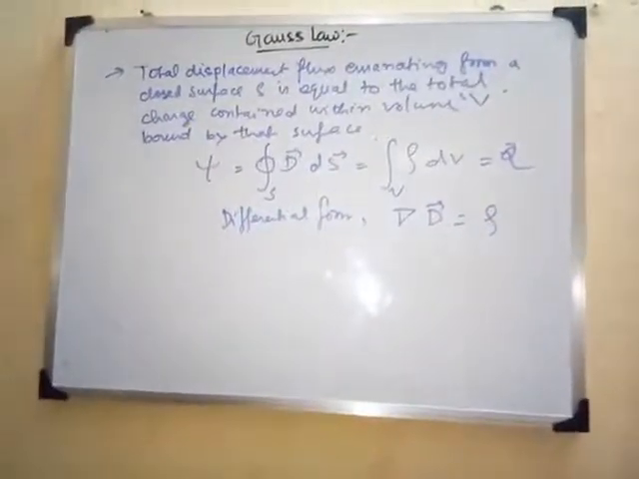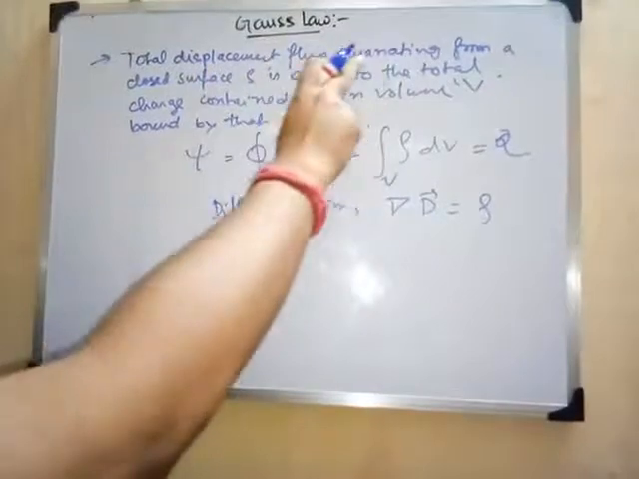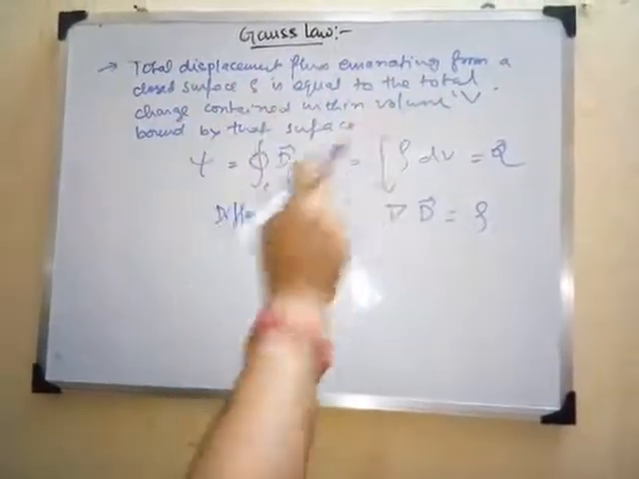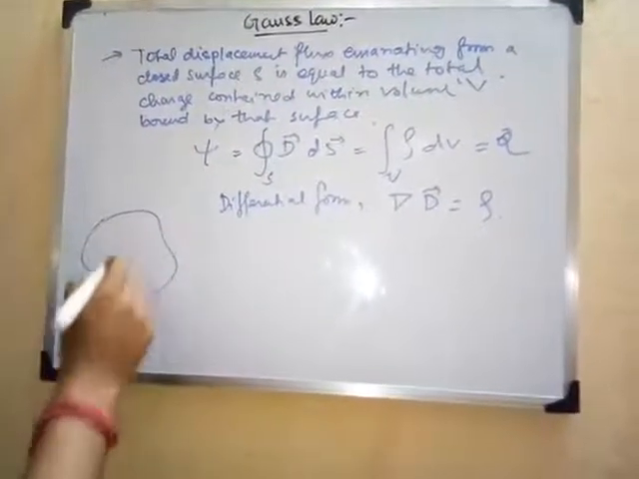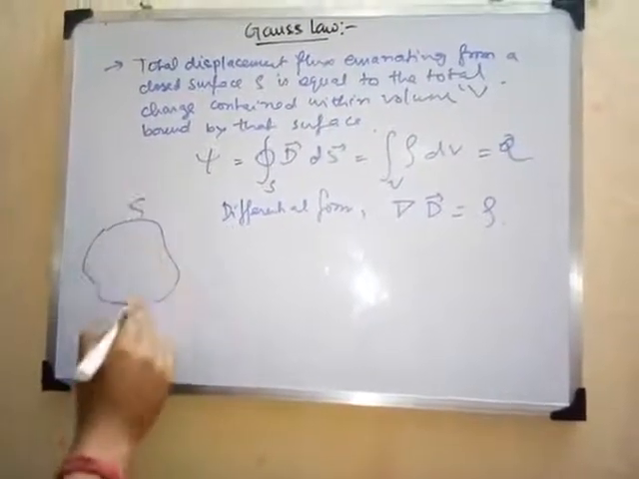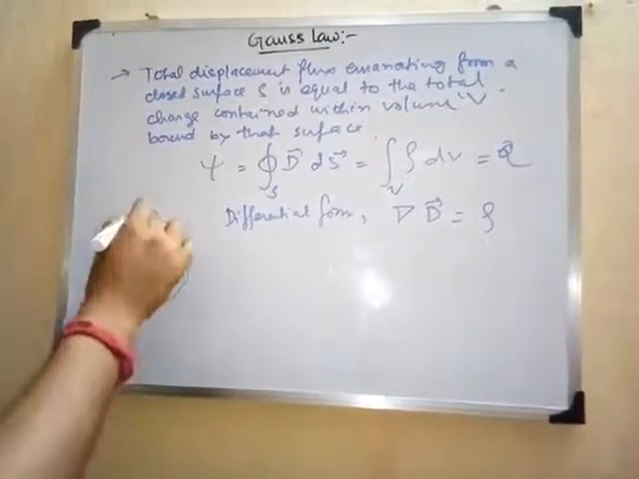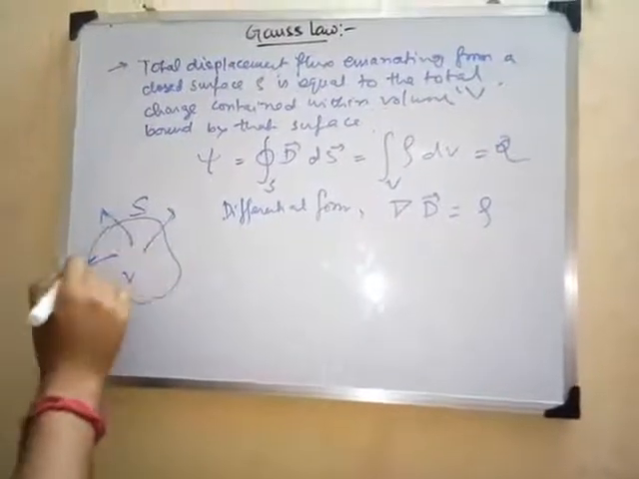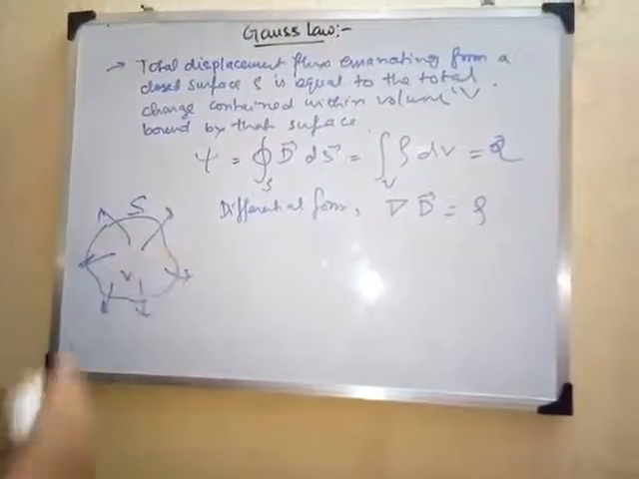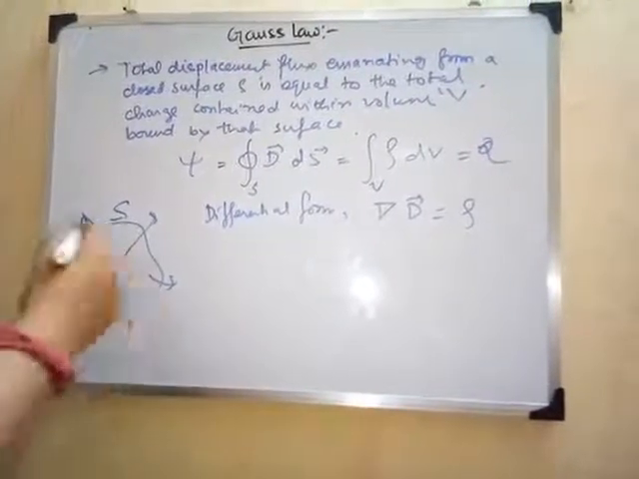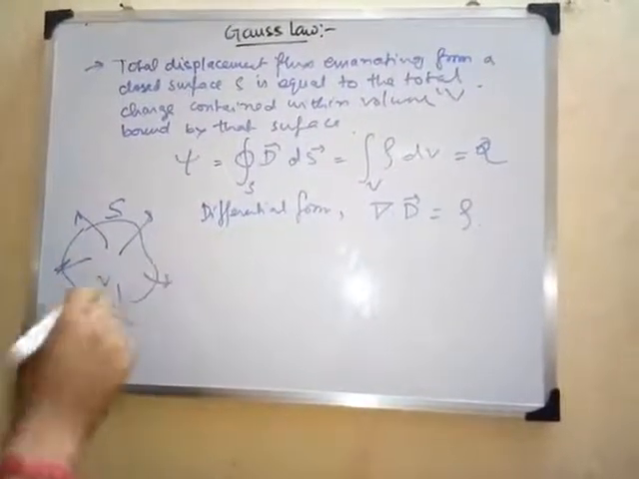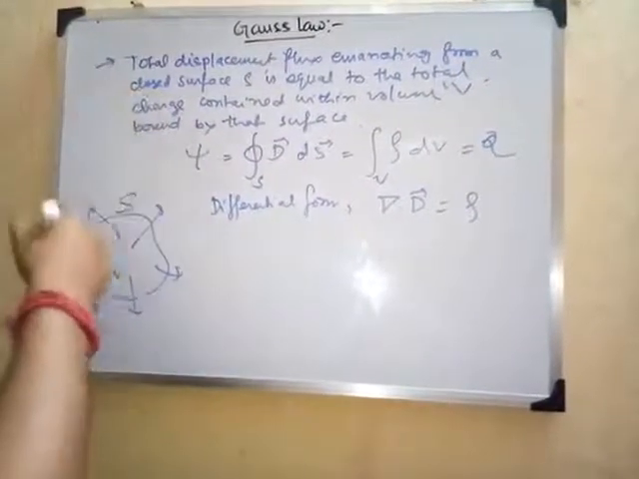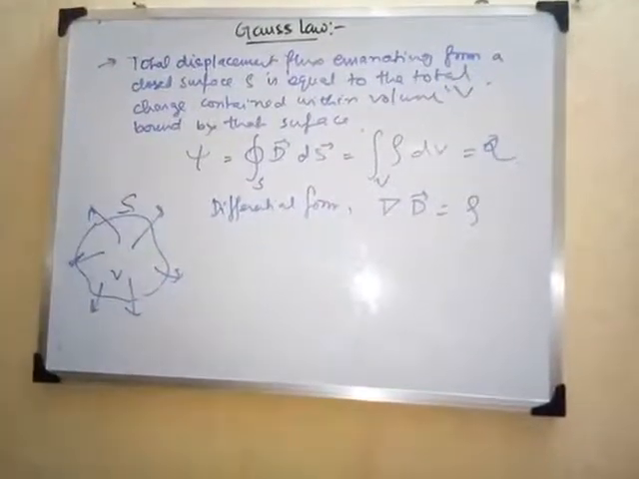Now let us discuss what it says. The total displacement flux emanating from a closed surface S is equal to the total charge contained within the volume V. Suppose we have a volume and this volume is enclosed by a surface S. Now some outward flux will be coming out. If some charge is placed at the center or inside this volume, the electric flux will be in a direction coming out from the surface of the volume.